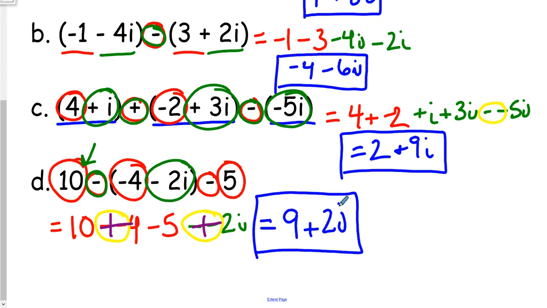But now we've gone through and we've discussed how to go and add and subtract complex numbers. The big takeaway with all of this is just combine your like terms. So long as you don't forget any of your operators, you should be good to go.